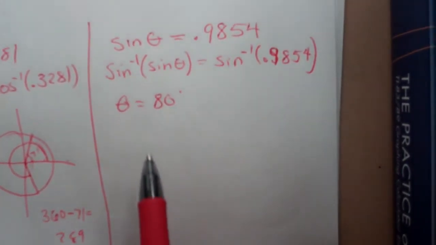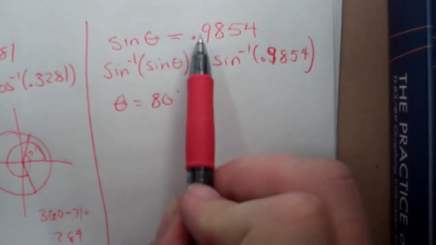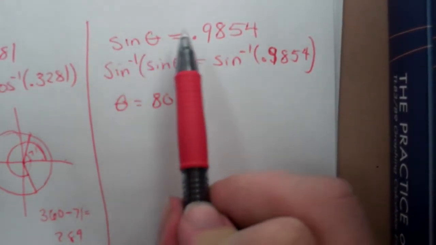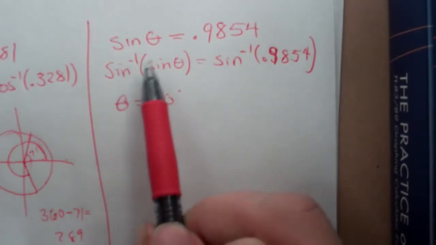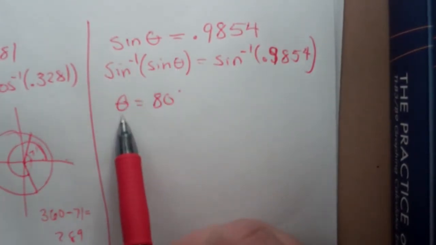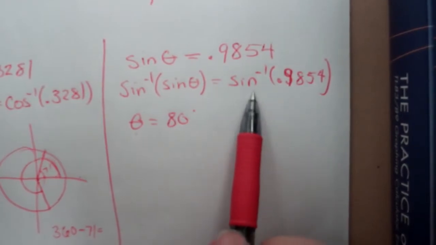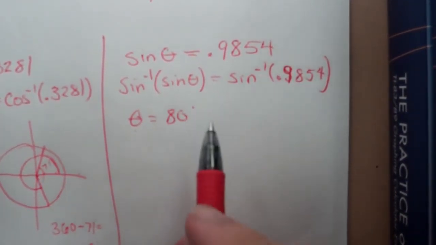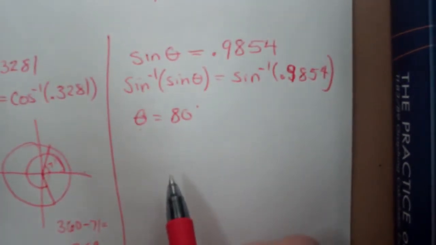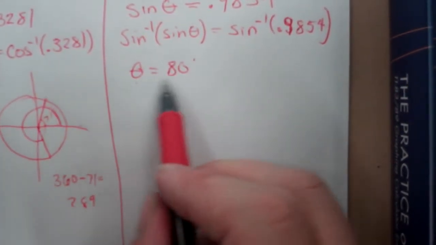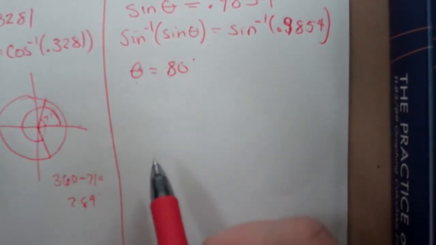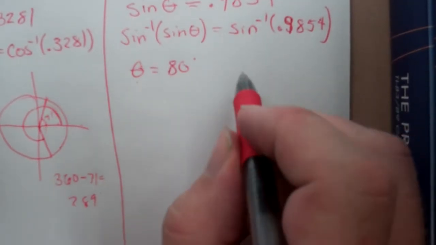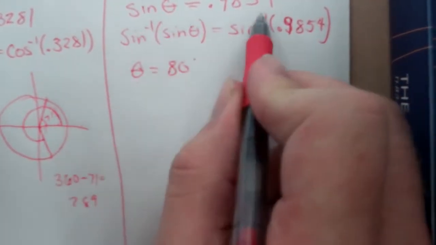So in this case, we're looking at the sine of theta is equal to 0.9854. So we'll take the inverse sine of both sides. The inverse sine of the sine of theta is theta. And the inverse sine of 0.9854 is 80 degrees when rounded to the nearest whole degree. Good. So the calculator gives us one value of theta. Let's do a reflection to find the other values of theta that make this happen.